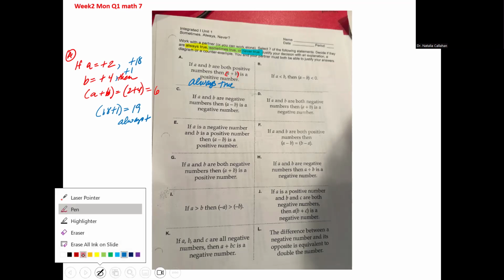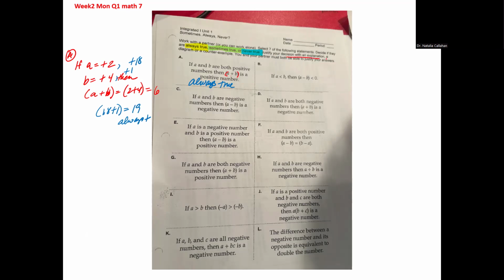Yeah, I think so. Like if A was, let's say, positive 18, right? Because sometimes it might be helpful to pick different numbers. And B is positive 1. Then 18 plus 1 is going to be 19, and it's always positive, right? So your answer for this is going to be always true, sometimes true, or never true, right? So what is your answer going to be? Always true. But then the other part she wants you to do is an explanation, a diagram, or a counterexample. So what did we do right here?